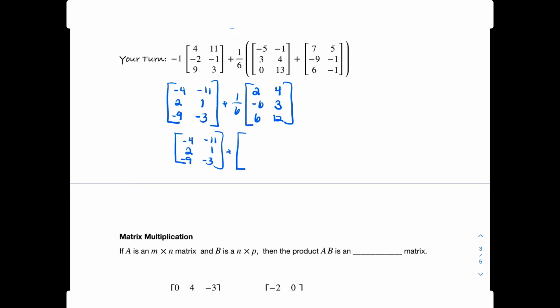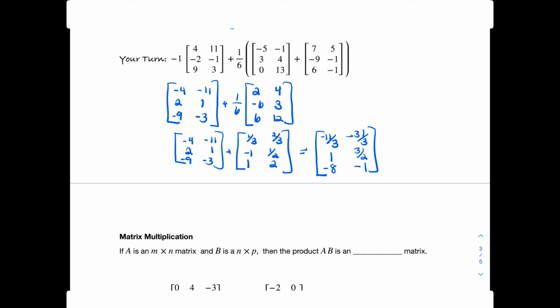Distributing 1/6 to the second matrix, I get 1/3, 2/3, negative 1, 1/2, 1, and 2. And last but not least, I'm going to add these two matrices together by adding corresponding entries together. Negative 4 plus 1/3 is going to give me a negative 11/3. Negative 11 plus 2/3, well, that'll be negative 33/3 plus 2/3, so that's a negative 31/3. 2 plus a negative 1 gives me a 1. 1 plus 1/2 gives me 3/2. Negative 9 plus 1 is negative 8. And negative 3 plus 2 is negative 1. Hopefully that's what you got.